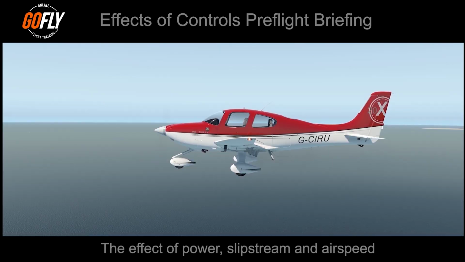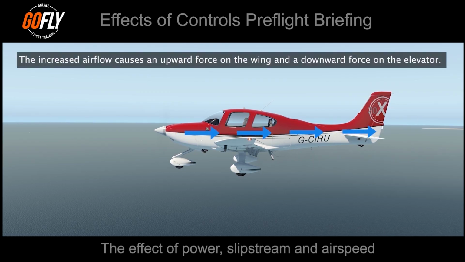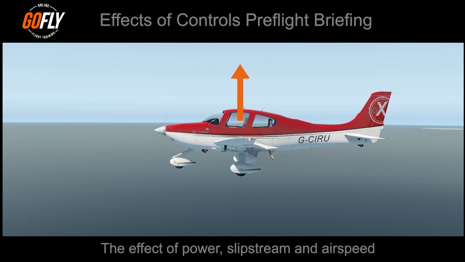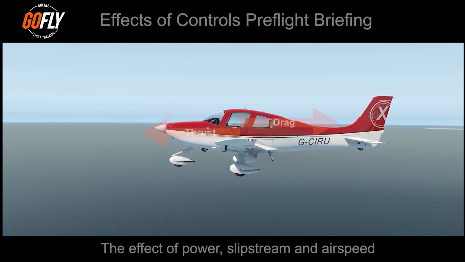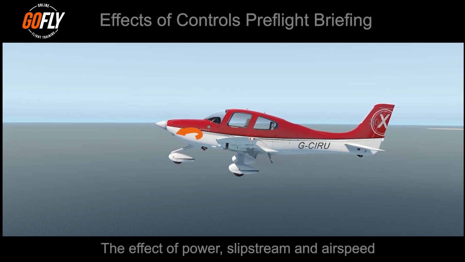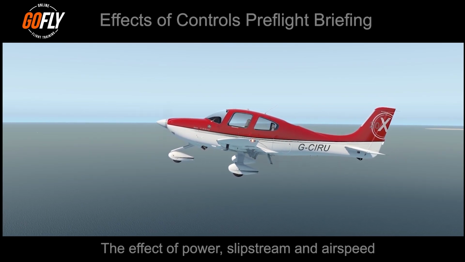Another factor or effect is when we increase power and propeller slipstream, we increase the airflow over the inboard section of the wings, which increases the lift or force on the wings and more downward lift or force on the elevator. Also, when you increase thrust, the resultant force of the propeller is directed forward. This creates a moment around the center of gravity. This has the effect of causing the aircraft to pitch up.